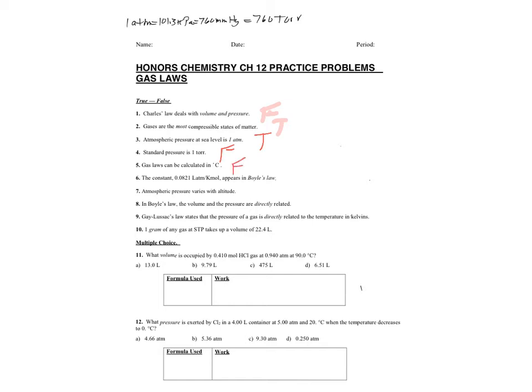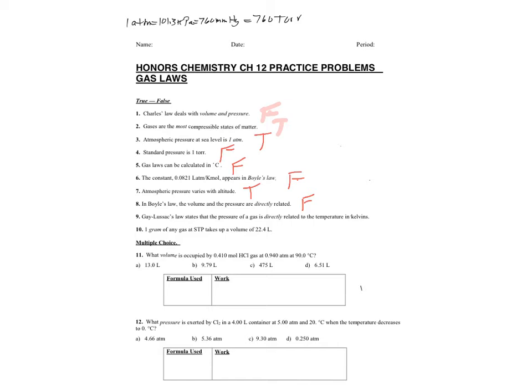The constant 0.0821 appears in Boyle's law. No, it appears in the ideal gas law, so that is false. Atmospheric pressure varies with altitude. That is absolutely true, and you need to know that. In Boyle's law, the volume and the pressure are not directly related. They are inversely related. That is false.